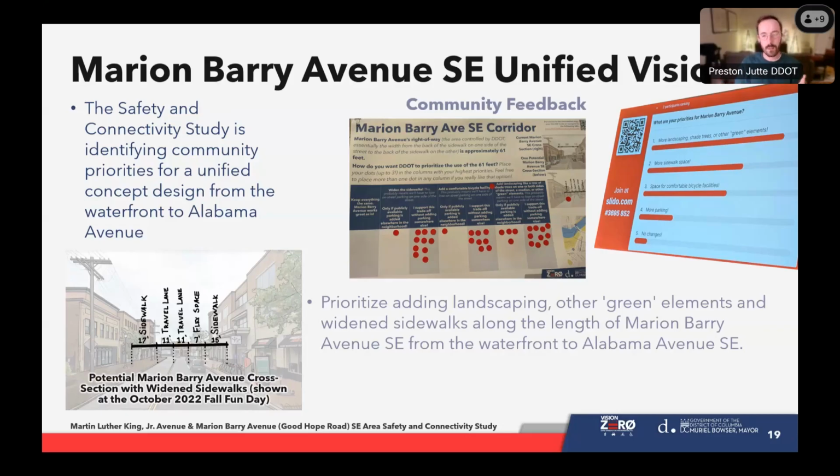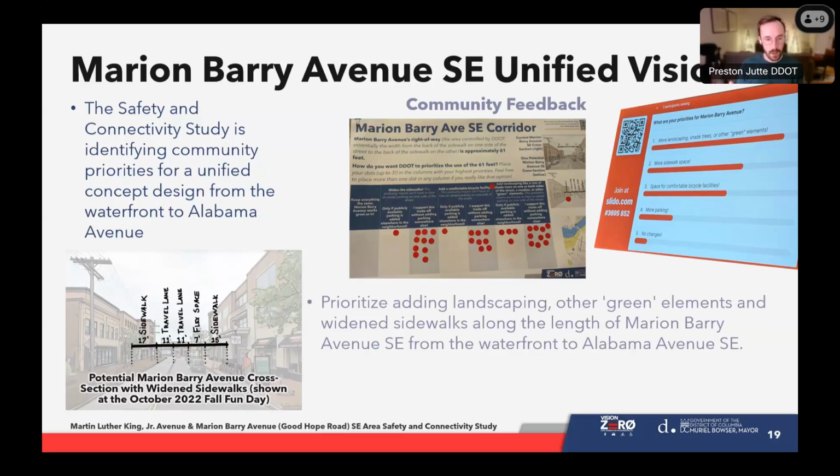And so what we did is we came up with an exercise, and we spoke with people in person, and we've talked about this one-on-one as well: what do you want Marion Barry Avenue to look like? Do you want to keep it the same? Would you like to have wider sidewalks, maybe add bicycle facilities, maybe add landscaping, more green space, vegetated medians? So we just asked people, what do you prefer? You can see the different dots. It looks a little evenly split, but between the polling and the in-person exercise, what we heard from folks was to prioritize adding landscaping and other green elements, as well as widen sidewalks along the length of Marion Barry.